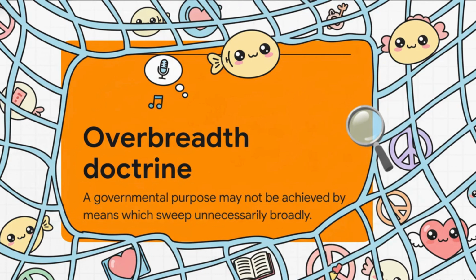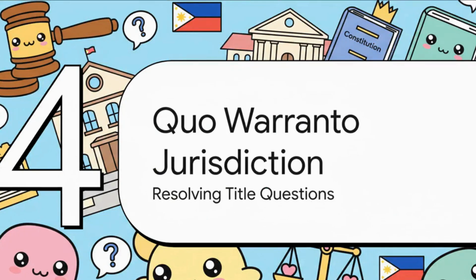They typically do not apply this way to criminal statutes, which are almost always judged as applied to a specific defendant's actual conduct. Moving right along to Section 4, Quo Warranto and Jurisdiction, resolving questions of title. To understand this one, we're going to look at the mechanics of the Maria Lourdes Sereno case, which gives us a really fascinating look at how the Supreme Court exercises its original jurisdiction.